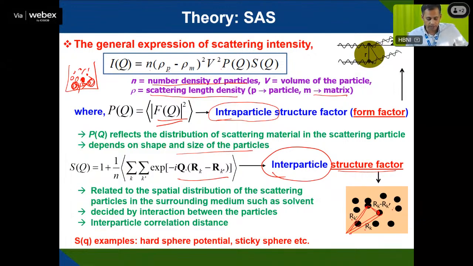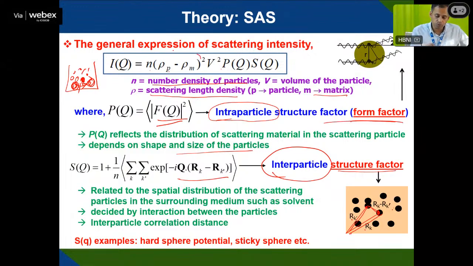That SQ, examples are mainly hard sphere potential and sticky sphere. So that gives the interparticle interaction of a hard sphere model, a hard sphere potential, sticky spheres. So those will give you interparticle interaction. Otherwise, mainly you'll get the intraparticle form factor here.